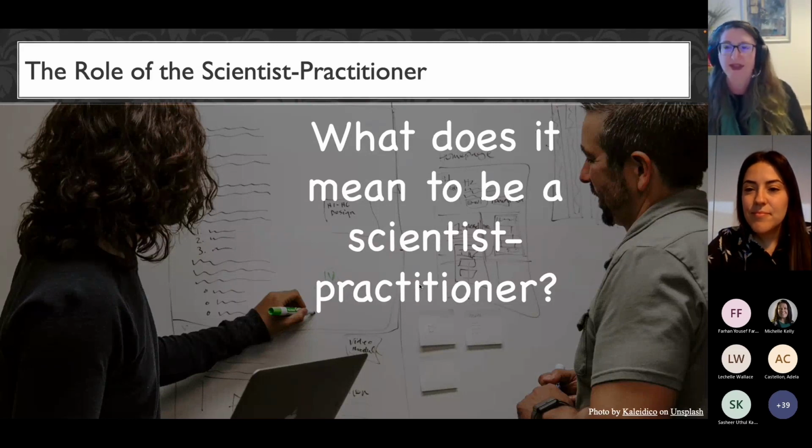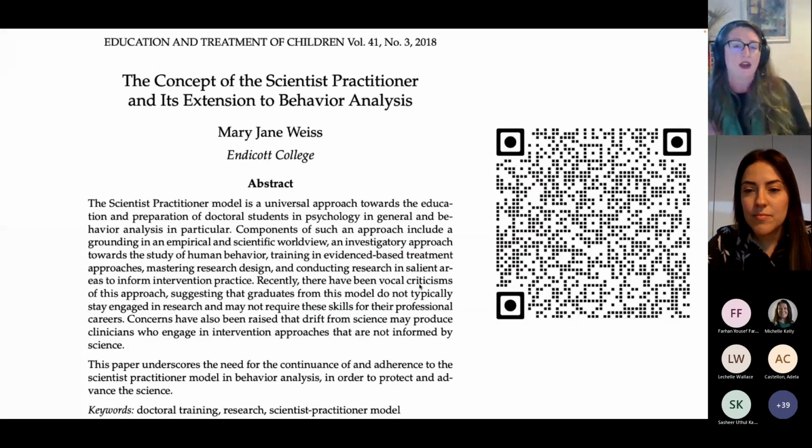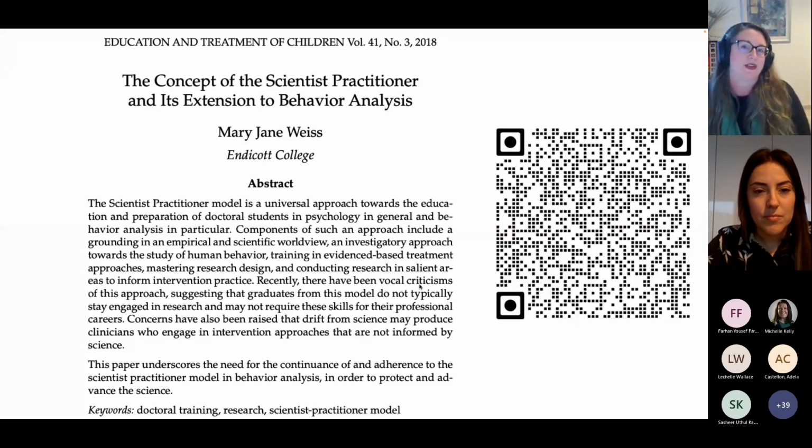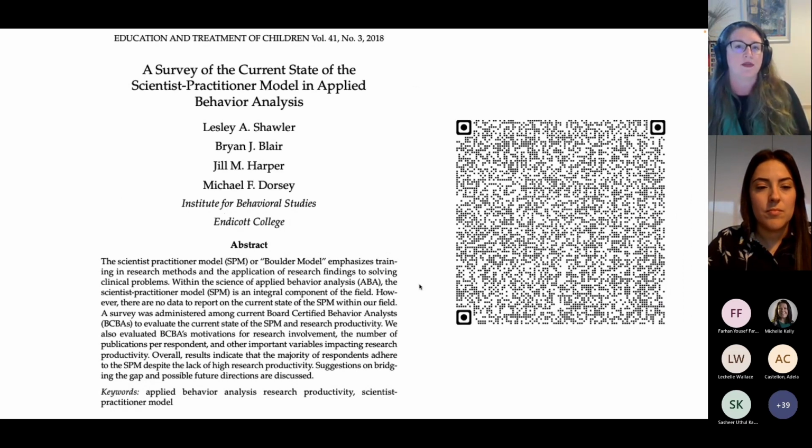So if this is new terminology to you, a great place that I recommend going to start is a special issue of the journal Education and Treatment of Children that came out in 2018. There's a series of articles about the concept of the scientist practitioner and its extension in behavior analysis. So this is one article from that special issue. Here's another one where the researchers surveyed the current state of the scientist practitioner model. If this is something that has intrigued you, or you've never considered yourself a scientist practitioner, this is a great journal issue to go look at to dig a little bit deeper.